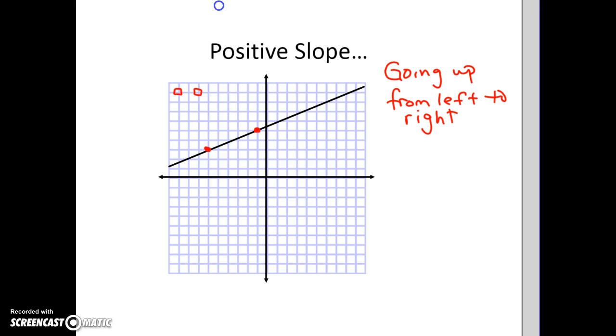And what I'm actually looking for slope is the rise over the run. The rise, how much up does the line go?